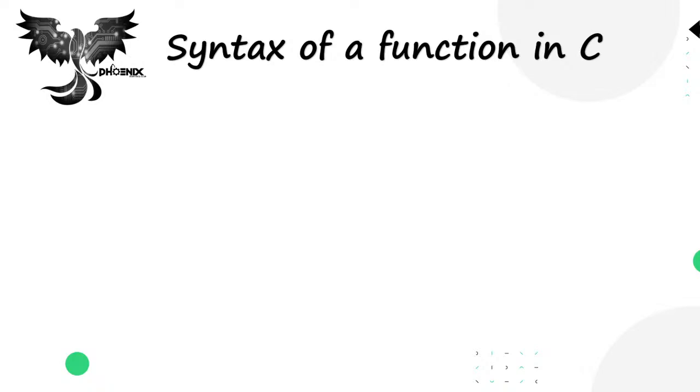Now you can understand why C language is called a procedure oriented programming language: everything will be in function form. Okay, I understand it is in function form, then how do we write it? What is the syntax of a function?